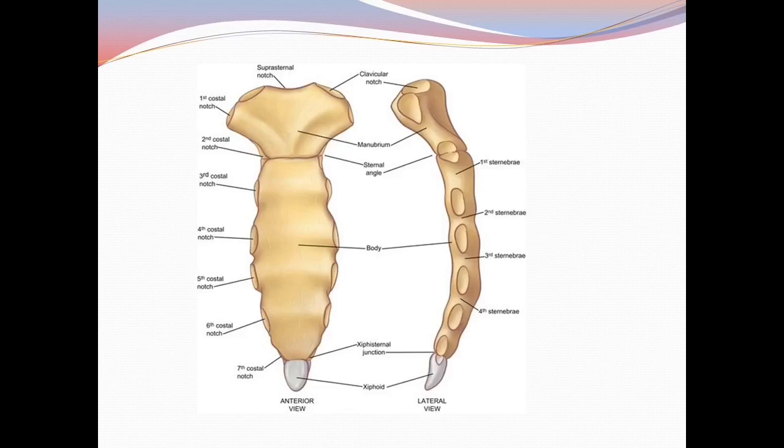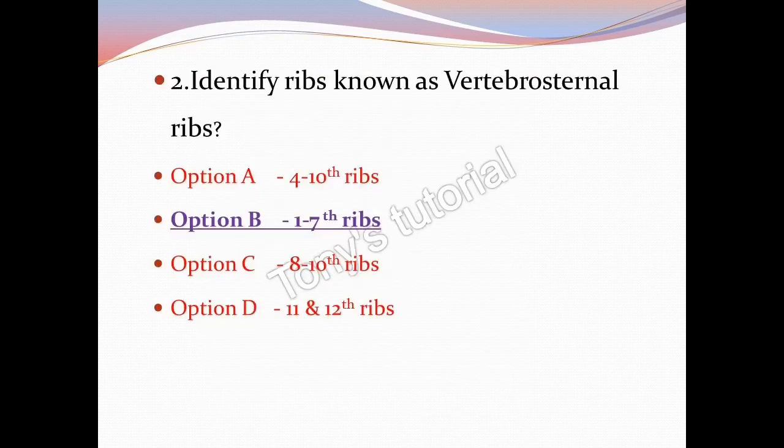So see the diagram. In this, you can see that the sternal angle is clearly marked, and this is palpable as a ridge near the second rib. So this helps in identification of the attachment of the second rib.